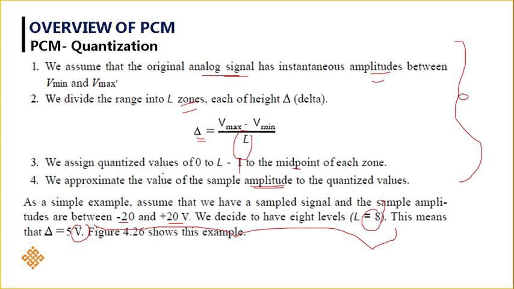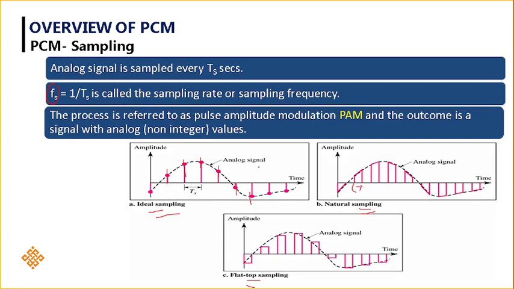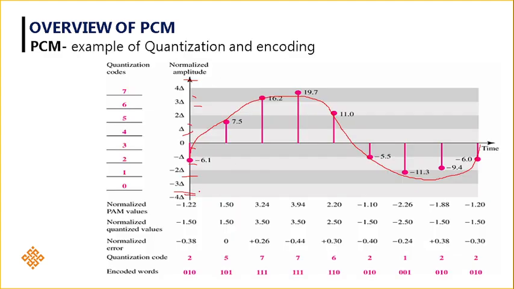And we assign quantized values of 0 to L minus 1 to the midpoint of each zone. So what is my L here? It is 8, so 0 to L minus 1, 8 minus 1 is 7. So 0 to 7 we need to assign as quantized values to the midpoint of each zone. The midpoint of this zone I am assigning 0, and for this zone I am assigning 1, 2, 3, 4, 5, 6, 7. In this way we need to assign the quantized values to the midpoint of each and every zone.